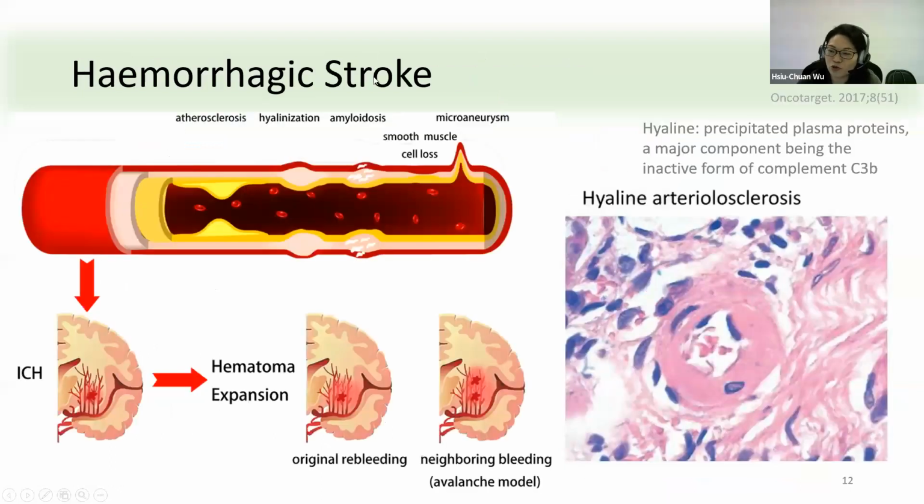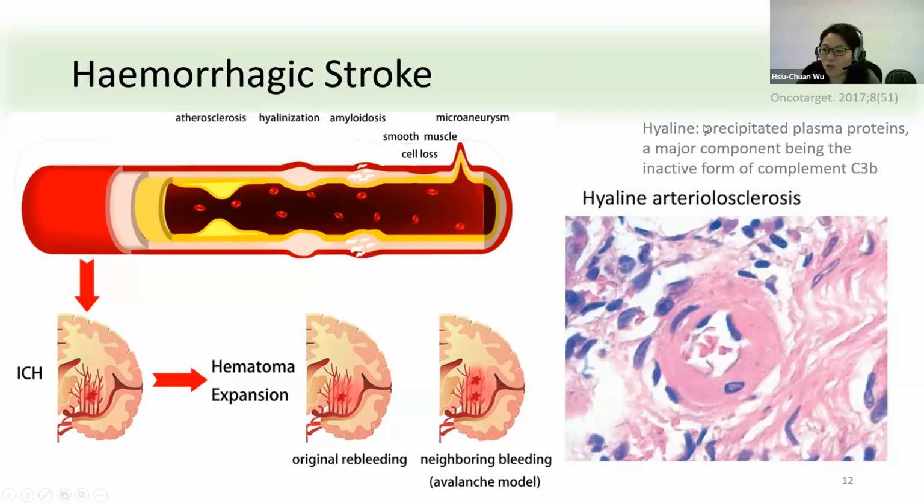And how about hemorrhagic stroke? We say hemorrhagic stroke is simply the rupture of your blood vessel. But what happened to your blood vessel to cause the rupture? Still, atherosclerosis is the major reason to cause the rupture of your blood vessel. And the second common cause for the hemorrhagic stroke is the hyalinization of your blood vessel. What is hyalinization? Hyalinization means your blood vessel becomes like glass. So it's very hard, it's very stiff, and it's prone to rupture.